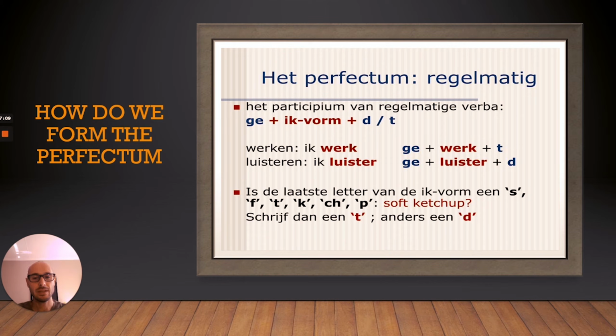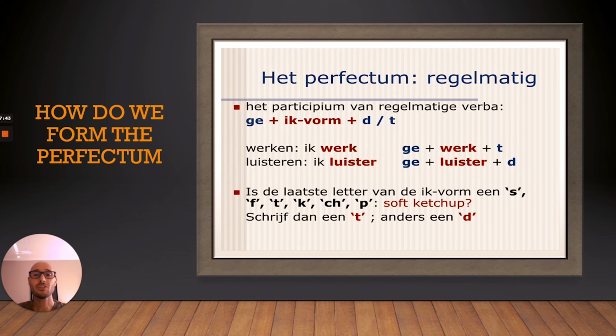Then we go back to our base of the verb and we look at the last letter of the base of the verb. In this case, it's a K. Alright, and then there's a rule. The rule is soft ketchup. This is a phrase, and if the last letter of the base of your verb is part of the consonants of soft ketchup, you will add a T at the end of your past participle, as is the case with werken, because K is part of soft ketchup, so you will add a T.